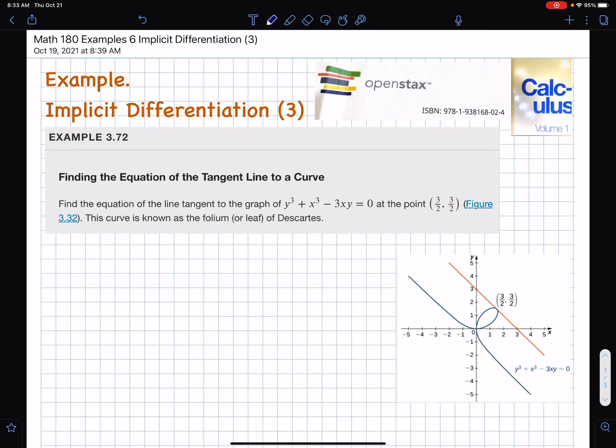Hello, on this problem we are going to find the equation of the tangent line to a curve. In general, to find the equation of the tangent line to a curve, what we need to do is find the derivative. Why do we do that? We find the derivative so that we can find the slope of the tangent line. So the slope of the tangent line is equal to the derivative.